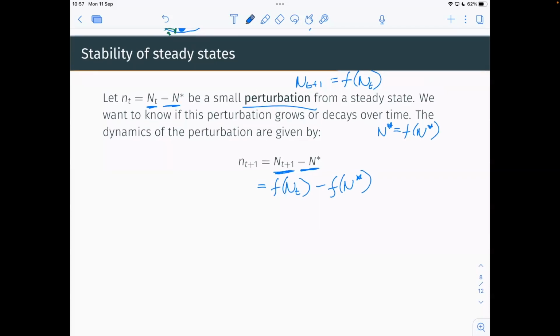Okay, what else can we write down? Well, from this equation up here, we can just do a little bit of rearranging and take the n star to the other side, and we can write this as n star plus little n t is going to equal capital N t. That's just moving the n star to the other side. That means I can substitute into here f of n star plus little n t, and we've still got this minus f of n star here.